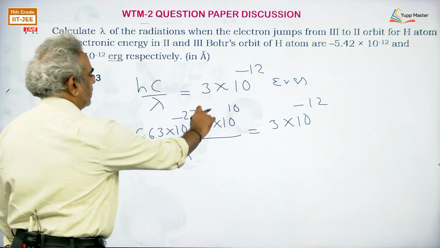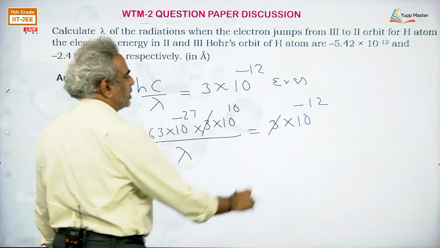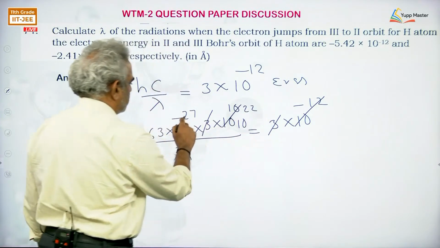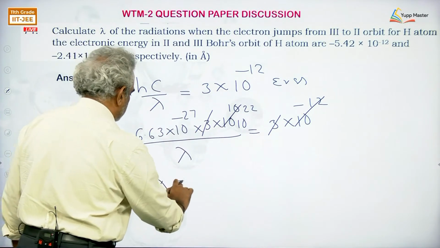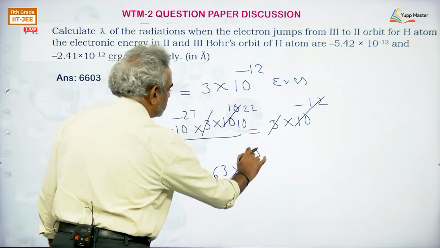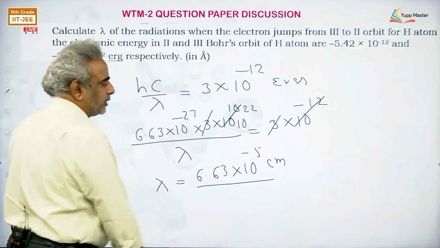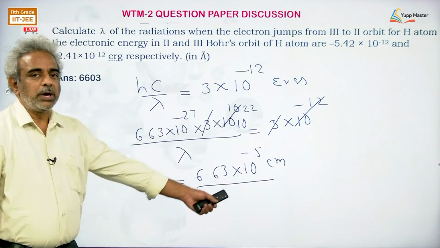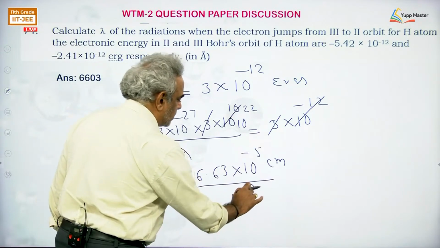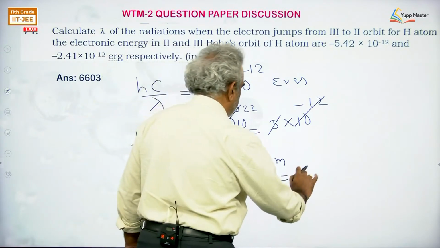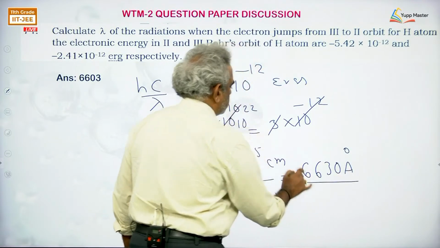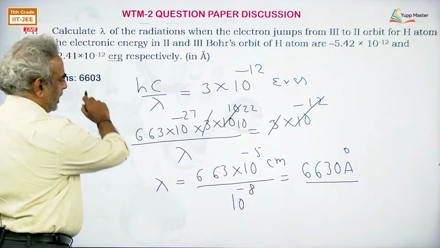So, 3 and 3 get cancelled, 10 power minus 12, 10 power 10 become 10 power 22, this is 10 power 27. So, lambda is equal to 6.63 into 10 to the power of minus 5 centimeters. If you want to convert this into angstroms, you just divide it with 10 power minus 8, this goes up and you are going to get 6630 angstroms or somewhere like that.